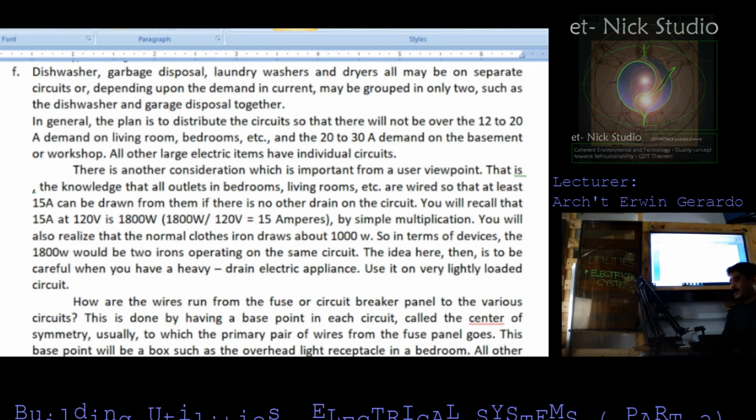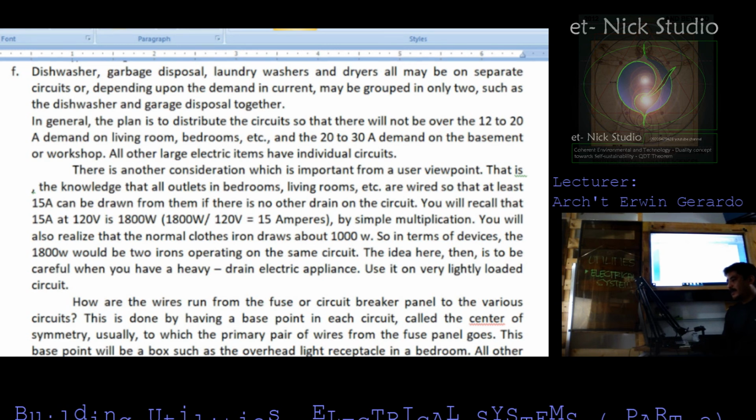disposal together. In general, the plan is to distribute the circuits so that there will be a 12 to 20 ampere demand on the living room, the bedroom, etc., and a 20 to 30 ampere demand on the basement or workshop. All other large electric items have individual circuits.